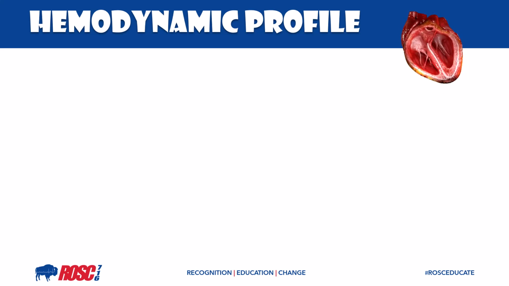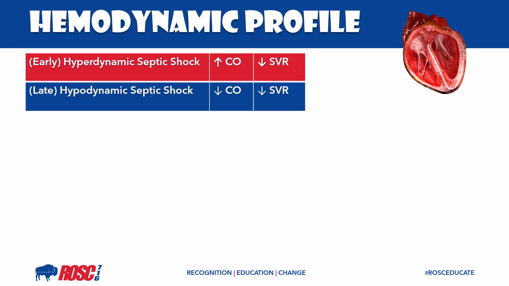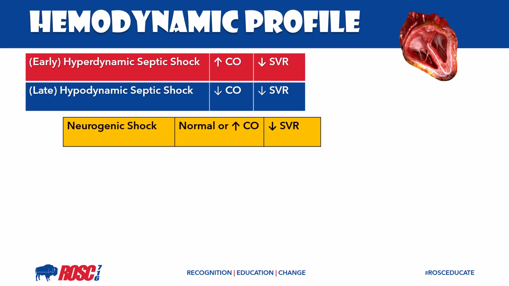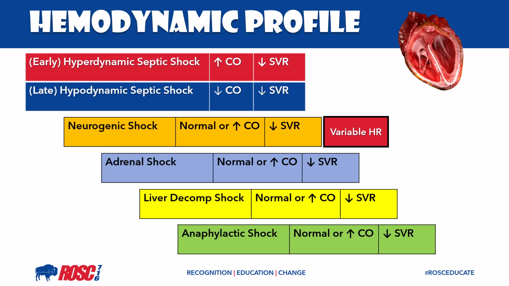There are a few hemodynamic profile variants that I want to point out here. Septic shock is generally a high cardiac output, low SVR state. However, there's a subgroup of patients that might demonstrate a hypodynamic profile as well. While there are multiple causes of this, the biggest culprit would be septic cardiomyopathy. Neurogenic shock, again, is a hyperdynamic process, but due to bradycardia in some patients, this may reduce the cardiac output as well. And then adrenal shock, decompensated cirrhosis, and anaphylactic shock can have normal to high cardiac outputs.